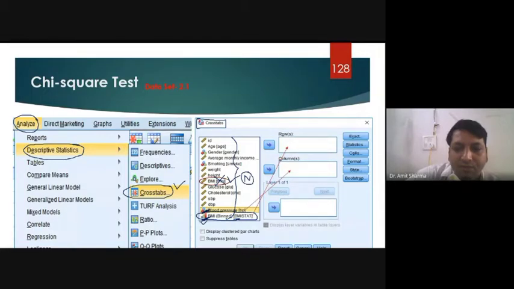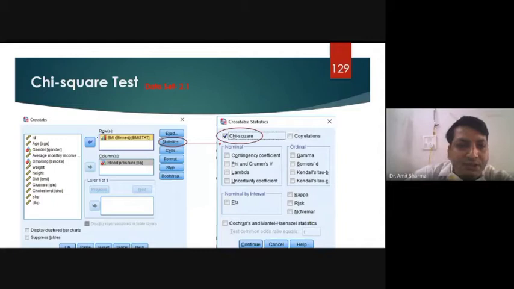So one variable you can keep under the row, and one variable you can keep under the column. You can keep any in any. You can keep the BMI under the row, or if you want to keep BMI under the column, you can keep. So here it's the researcher's own choice where he wants to keep which variable. It does not matter. You can see that I have moved the BMI under the row and blood pressure under the column.